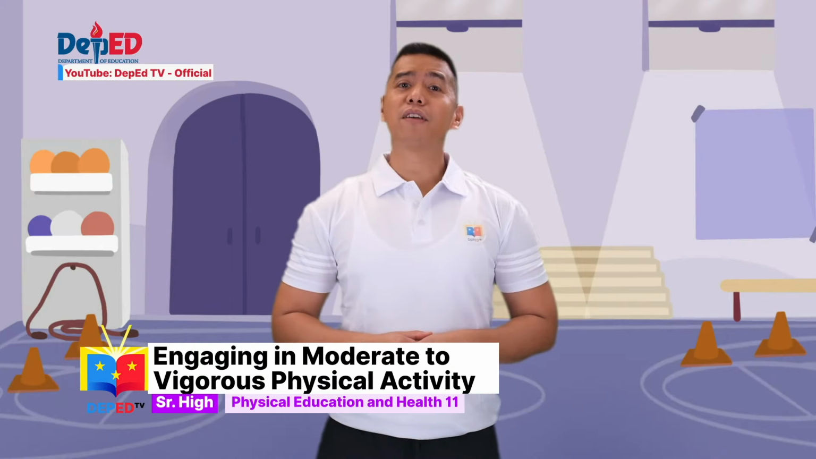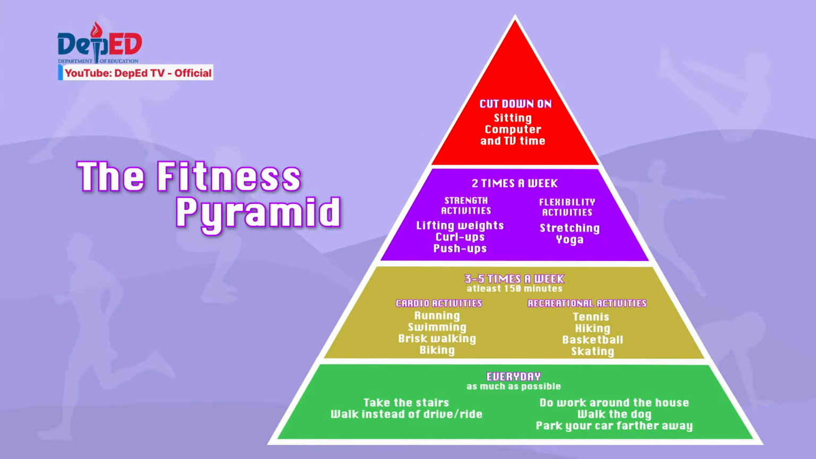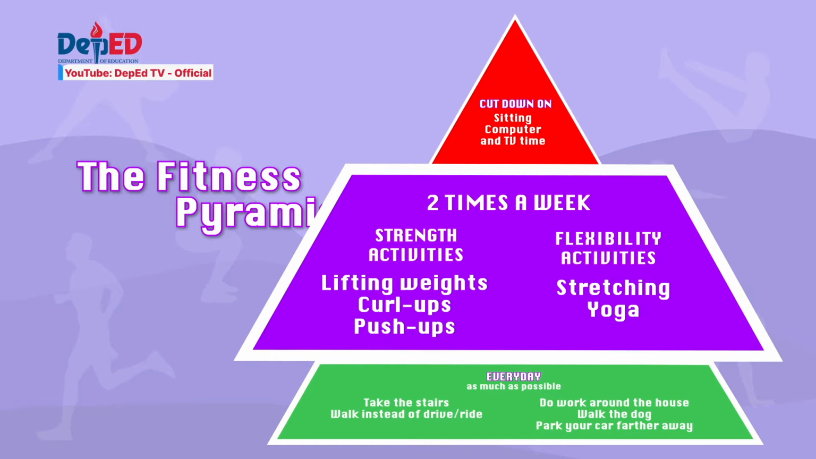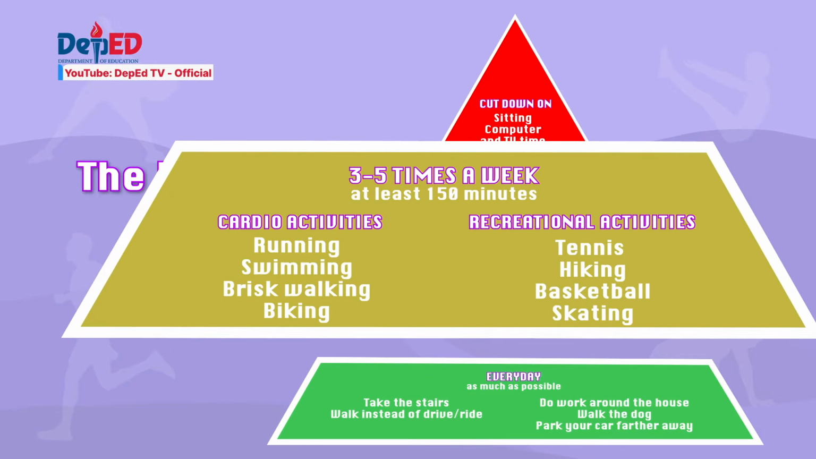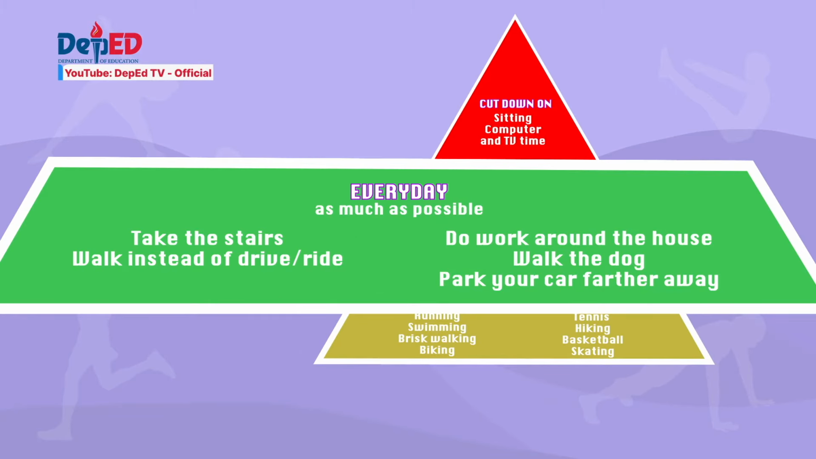Let me know. Now that you have figured out your top priority in fitness, let us now have a closer look and study the fitness pyramid. These are the different activities listed in the pyramid. And this indicates the number of times that a person should do these activities. On the top part of the pyramid, what advice is indicated with sitting, computer, and TV time? You are correct. It says here that we should cut down on those and have more time doing strength and flexibility activities at least twice a week. 3 to 5 times a week of cardio and other recreational activities, and as much as possible, more activities that require us to be more active.